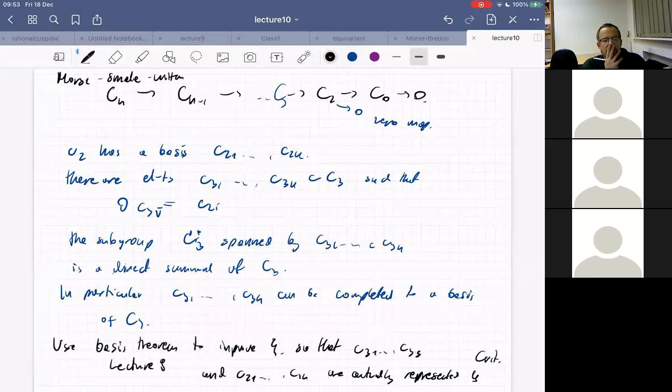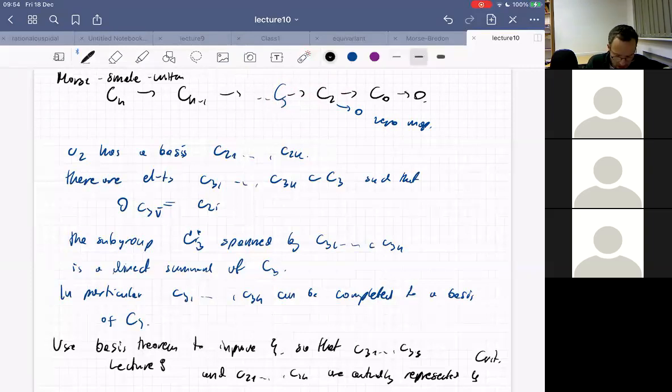Can you please repeat why we know that the subgroup spanned by these elements that generate C2 is a direct sum? Because for modules we don't always have a direct complement. Basically, this is a free abelian group, and it surjects with the kernel. So okay, you have C3.